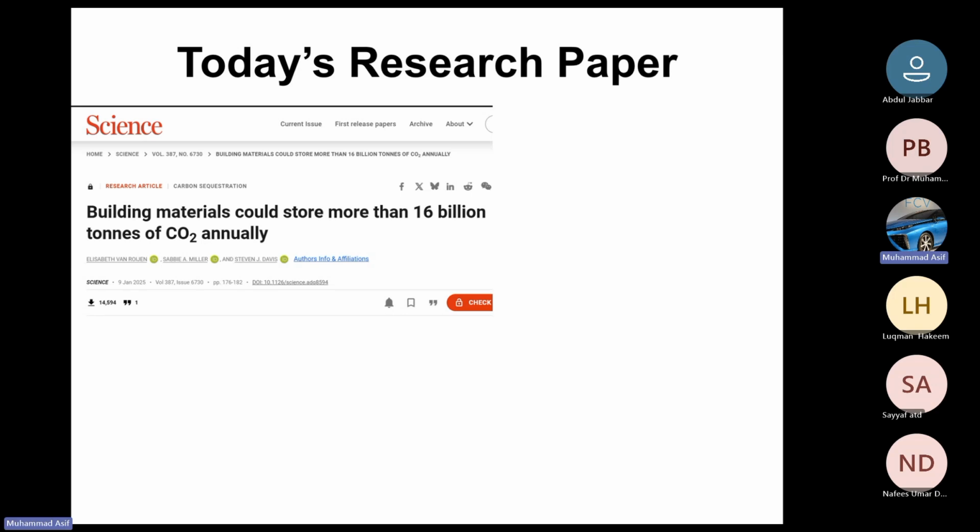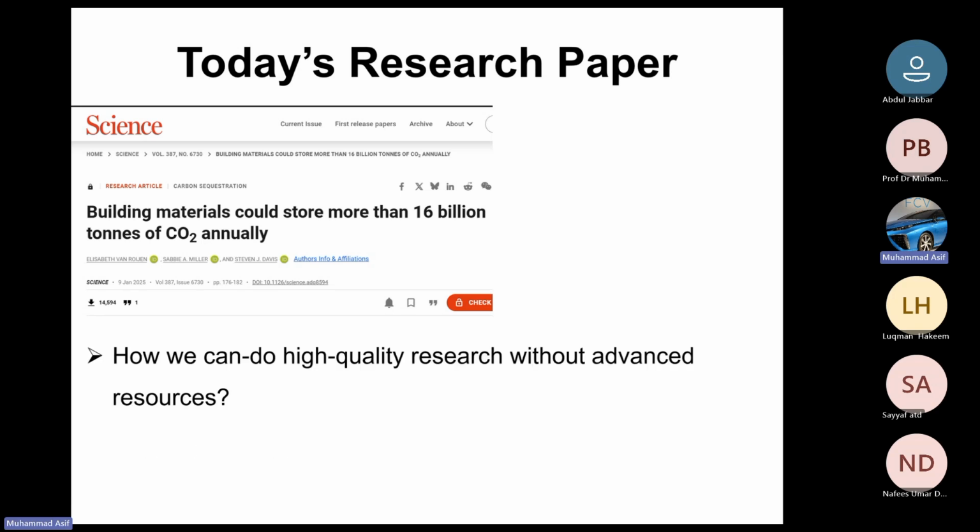Today's topic is very interesting for several reasons. First, we can learn from today's talk how we can do high quality research without advanced resources. This is one of the biggest challenges for developing countries like Pakistan. We do not have enough resources, which is the main hindrance to high quality publications or high quality research outcomes for industrial purposes. This is a challenge that we can address, and we can learn from this paper today.